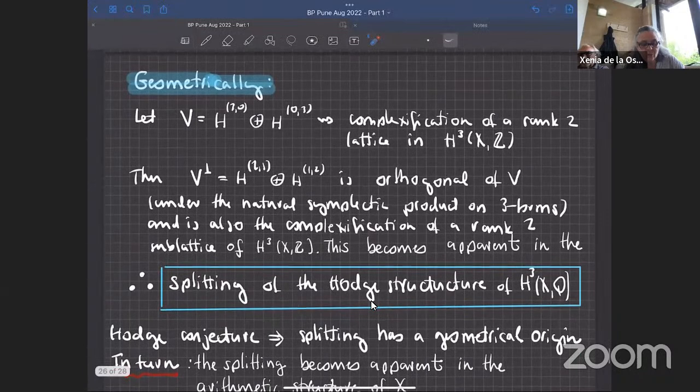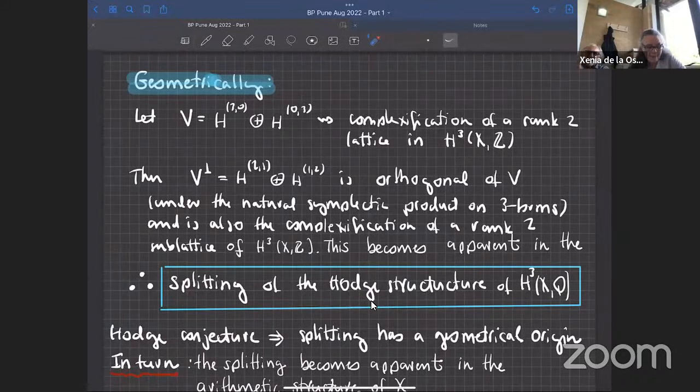So what is happening geometrically, right? We start with a lattice in H3, an integral lattice. And we can complexify, we will have a complexification of the integral lattice, we can call it V again. Then I have an orthogonal complement of that, orthogonal of V, of course under this symplectic product of three forms. And it's also, you can complexify, a complexification of the integral lattice of H3.